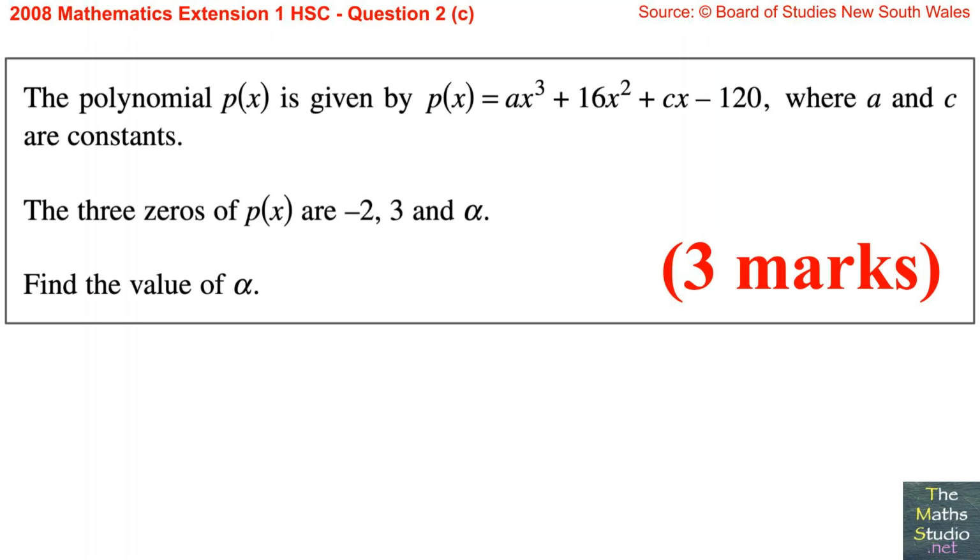Question 2, Part C. The polynomial p of x is given by p of x equals ax cubed plus 16x squared plus cx minus 120, where a and c are constants. The three zeros of p of x are -2, 3, and alpha. Find the value of alpha.